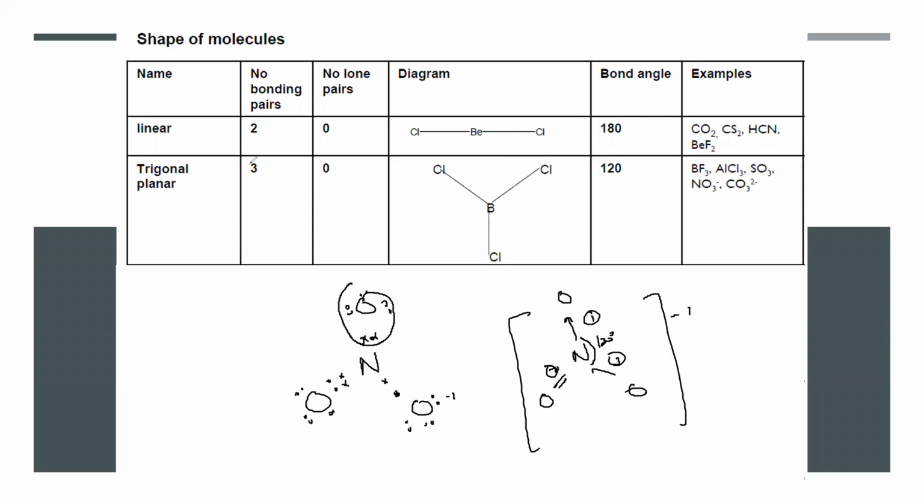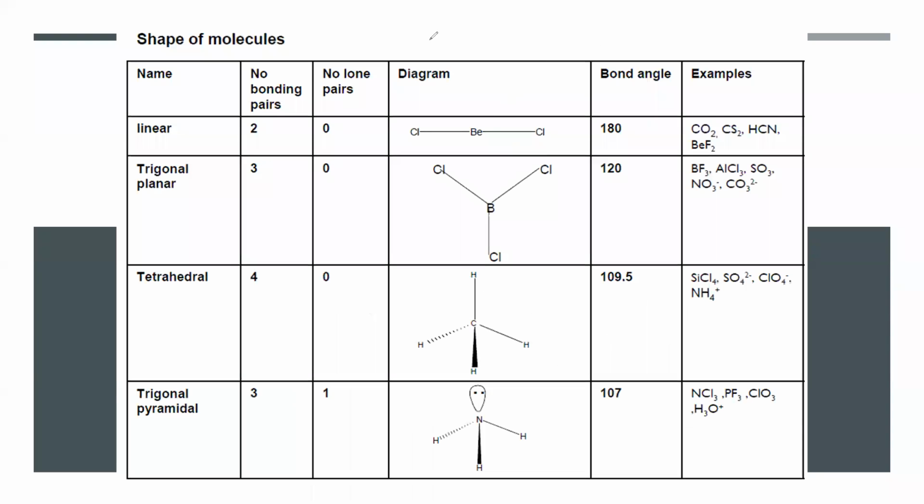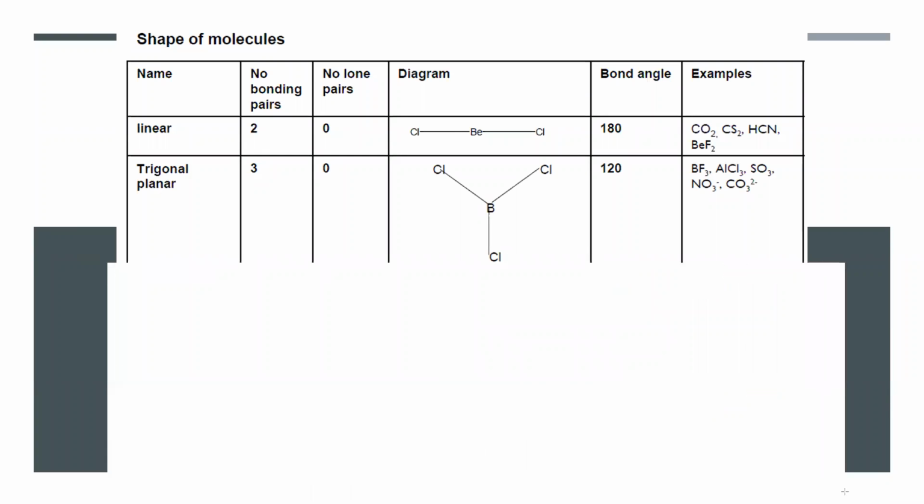Trigonal planar means the central atom should have 3 bond pairs and there should be no lone pair on the central atom. So when you draw the structure, according to the structure, you will predict the geometry. For example, if I want to draw the structure of carbonate, or I want to draw the structure of nitrate.